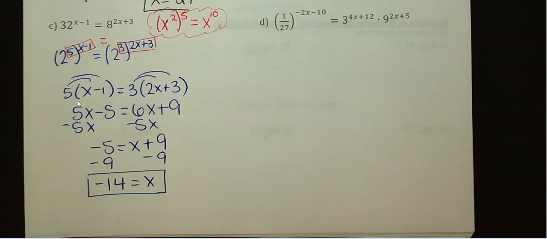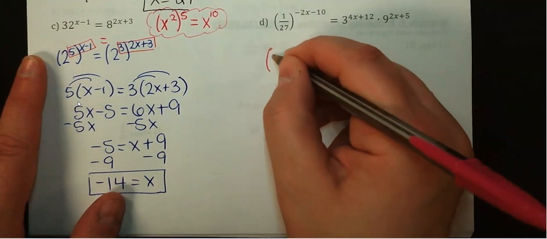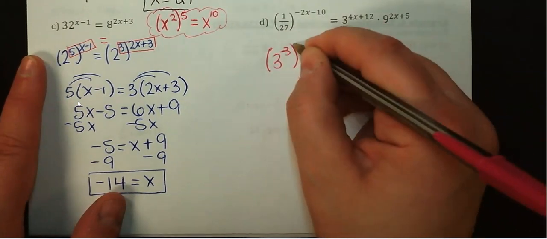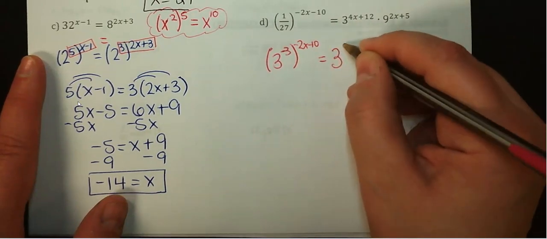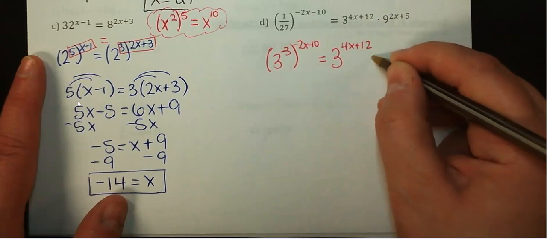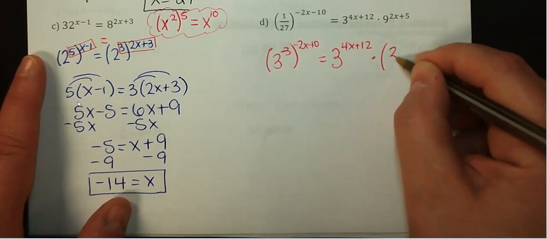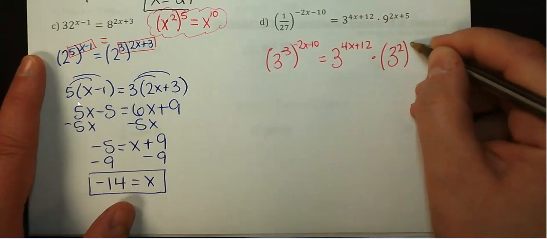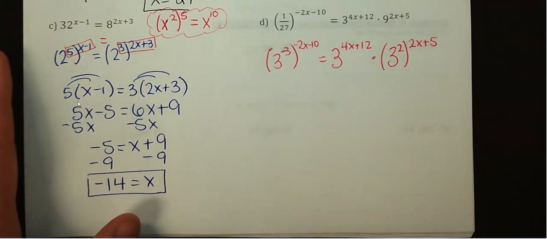Okay, so what would you do to rewrite the 1/27? Perfect. Okay. Now, we could just keep the 3 by itself, right? It's already the same base. What would you do to the 9? 3 squared. Good deal. Okay, so really we just have to change 2 of them because one of them did have a base of 3.